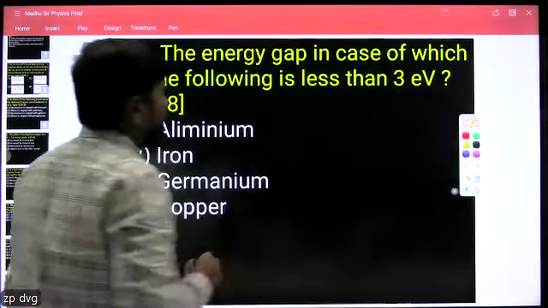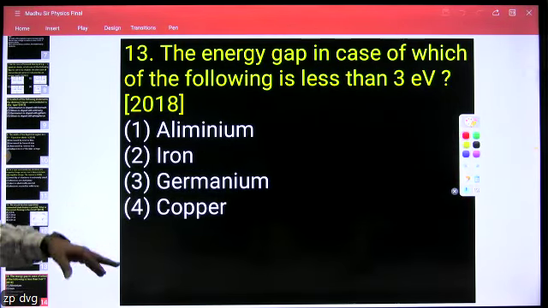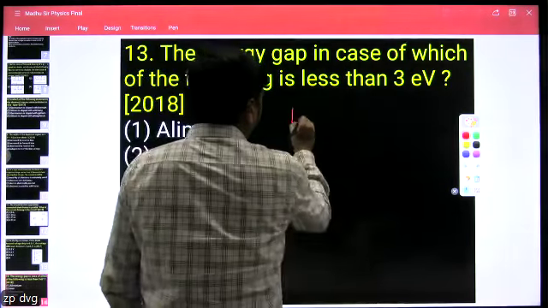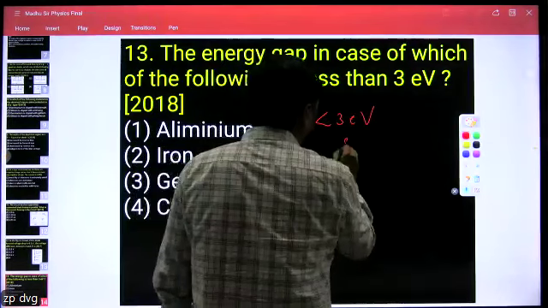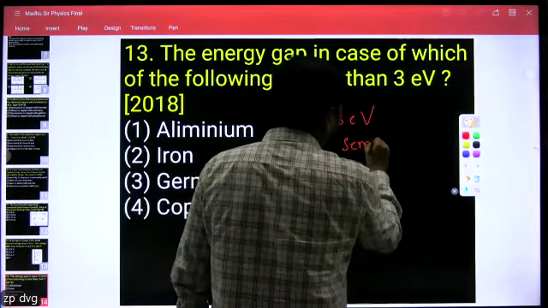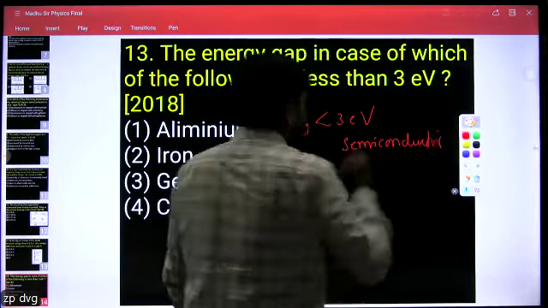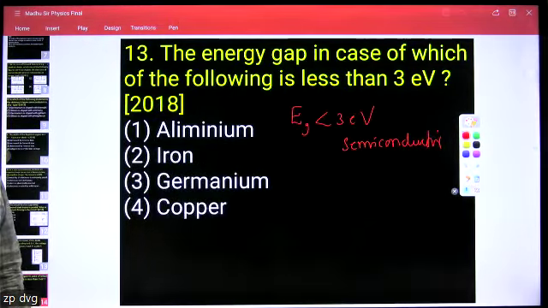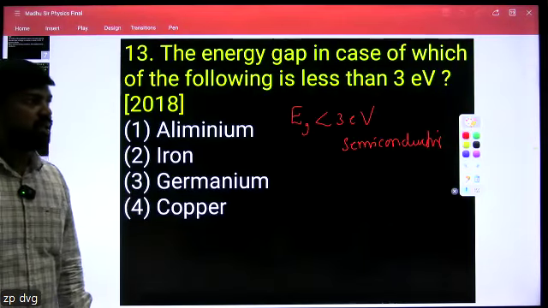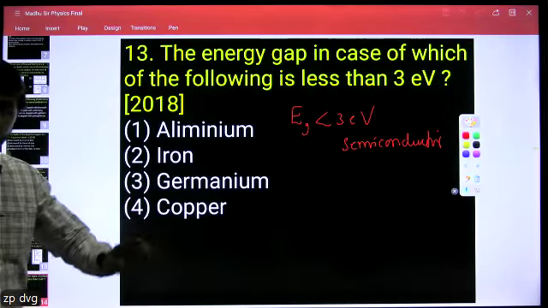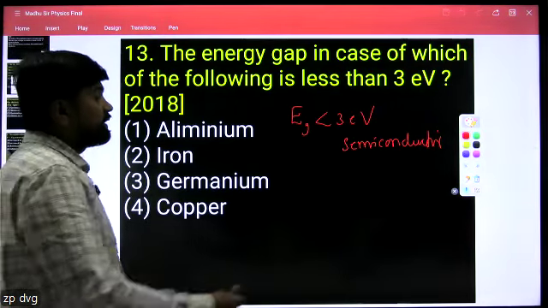The energy gap in case of which of the following is less than 3 electron volt? Solids with Eg less than 3 electron volt are known as semiconductors. Energy gap is equal to 0 for a conductor. Energy gap is less than 3 electron volt for a semiconductor. Energy gap is more than 3 electron volt, name it as what? Insulator.